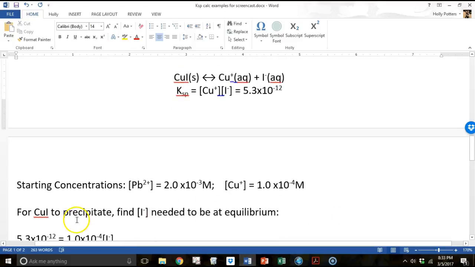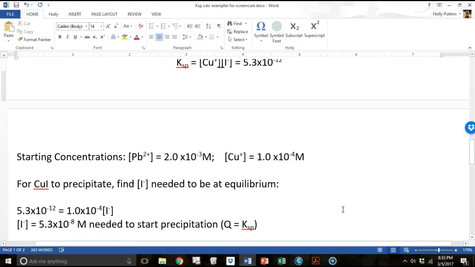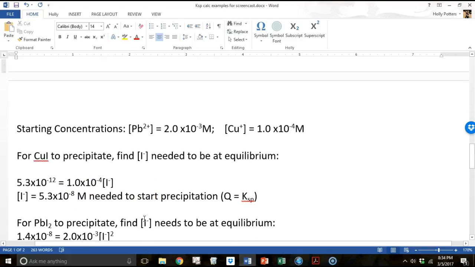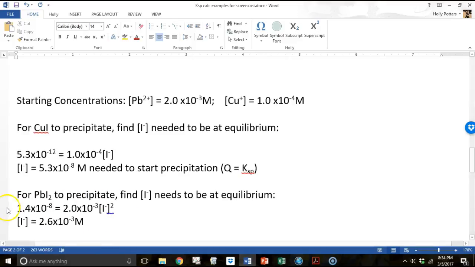And so for copper iodide to precipitate, I'm plugging in. So this is the Ksp equals copper times iodide concentration, and then I'm solving for the unknown. So this iodide concentration would have to be 5.3 times 10 to the -8th molar for precipitation to start. So that's where these amounts would equal the constant. So anything at this or above is where the copper iodide would precipitate.